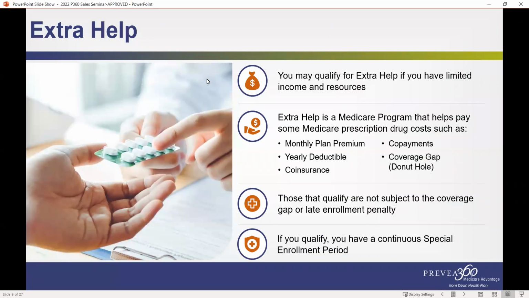So people with limited income or resources may qualify for extra help. Extra help is a Medicare program that helps pay some prescription drug costs, such as monthly plan premium, yearly deductible, coinsurance, and co-payments. And one nice thing is if you qualify for extra help, you are not subject to the coverage gap or late enrollment penalty. And also, if you qualify for extra help, you have what's called a continuous special enrollment period. And that means that you are able to change your plan throughout the year because having extra help is considered a special enrollment period.